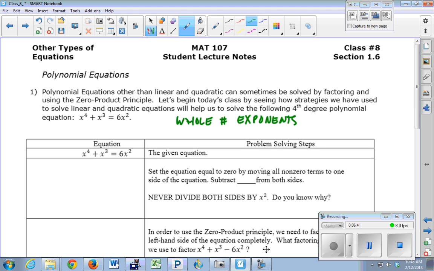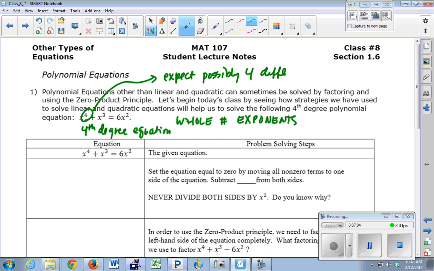Okay, so here's our given equation. We call this a 4th degree equation because the highest power you see here is the 4th power. And also what it tells you is that you could expect possibly 4 different solutions. That's your maximum. This represents the maximum number of different solutions you can see.